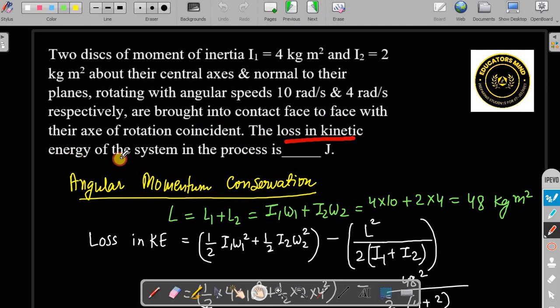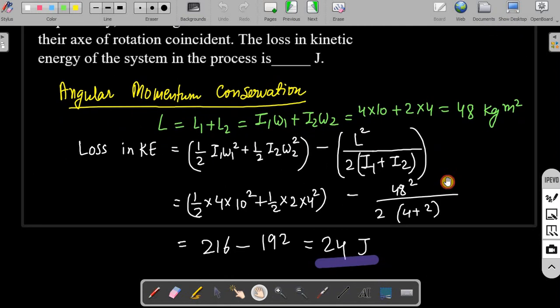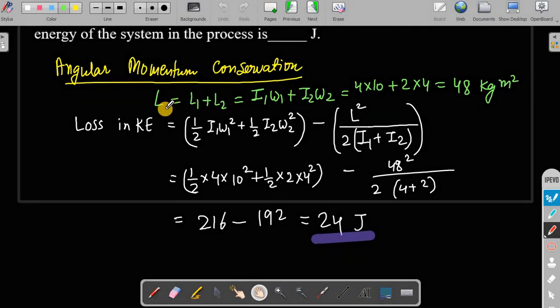This is a similar type of question, the loss of kinetic energy, so the same approach will follow. Angular momentum remains constant here. So initial angular momentum L1 plus L2 we calculate: I1 omega 1 plus I2 omega 2. They have given I and omega, so calculate. This is 48. So loss of kinetic energy is initial kinetic energy minus final kinetic energy.